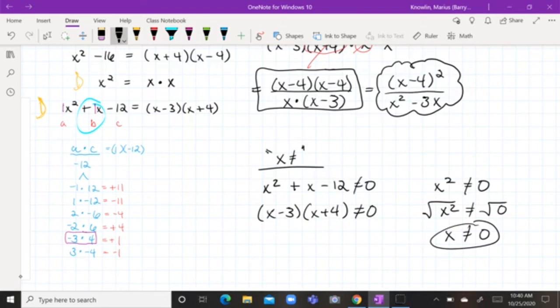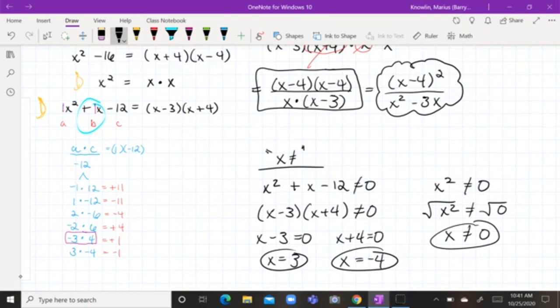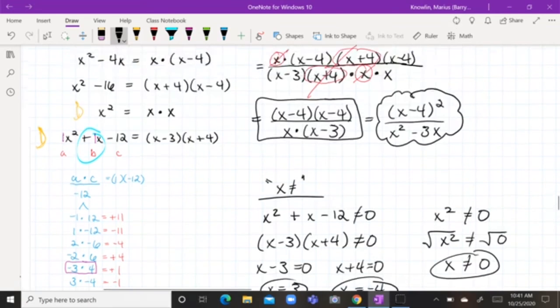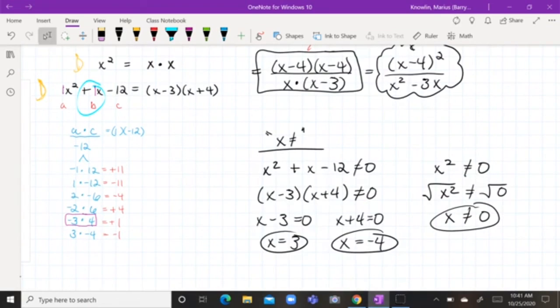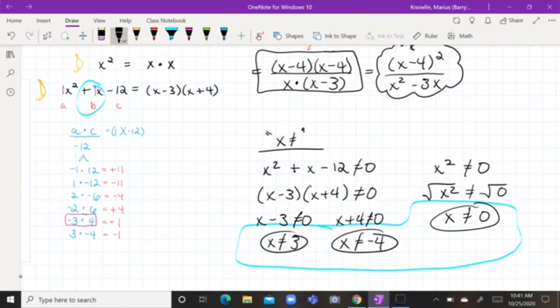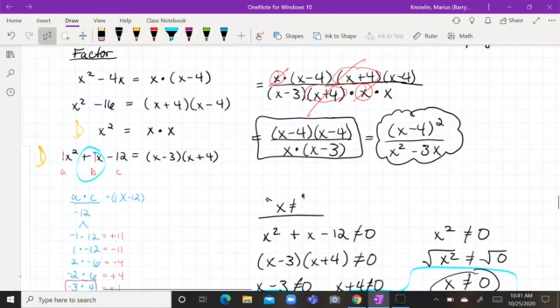So when we do that here, we set each one of these equal to 0, and we solve for x. For x minus 3, x equals 3, and for x plus 4, x equals negative 4. So for this rational expression, these three values here would be the values that you do not want x to be equal to. Okay, and remember, this right here is our simplified form.